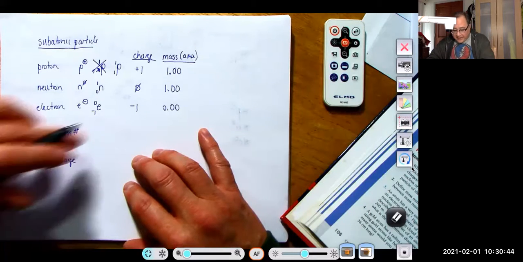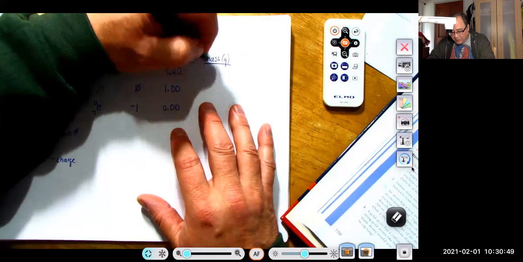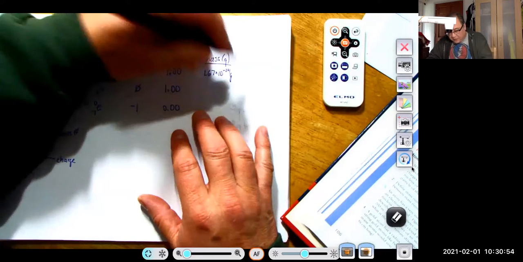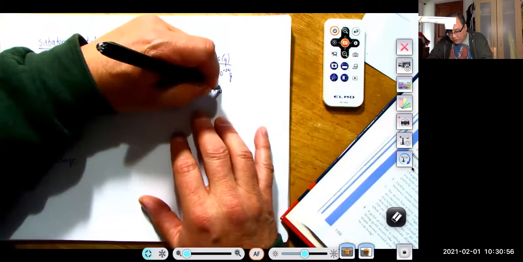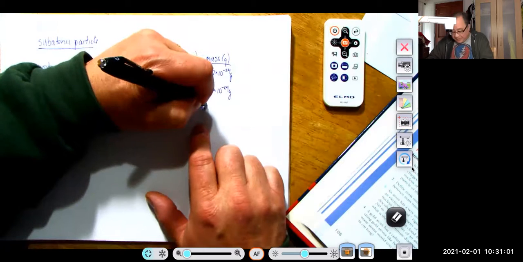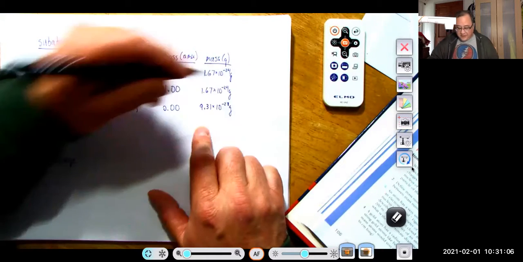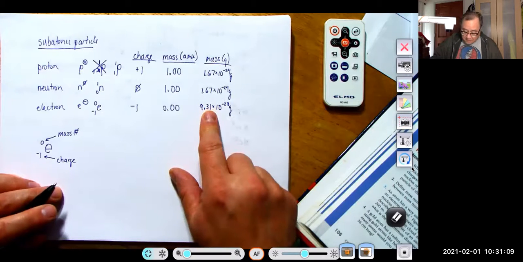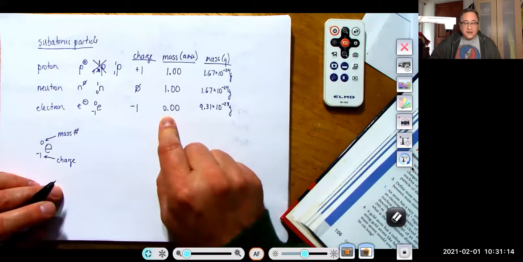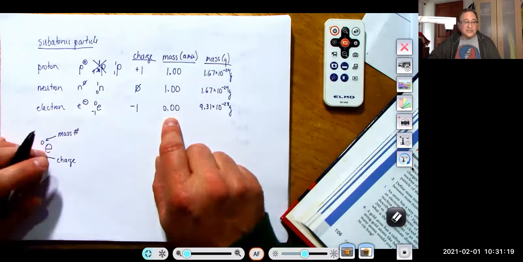Okay, so if we look at the actual mass, the mass in grams, this is 1.67 times 10 to the minus 24 grams. This is 1.67 times 10 to the minus 24 grams. And this is a 9.4, I can't remember. I want to say 31 times 10 to the minus 28 grams. I wouldn't bother memorizing these numbers, but I would memorize those numbers. Capiche? I know it's going to be hard memorizing 1.00 and 0.00, but I'm going to ask you to do it anyway.